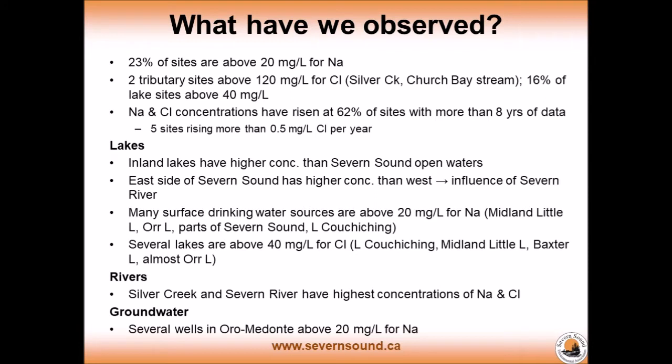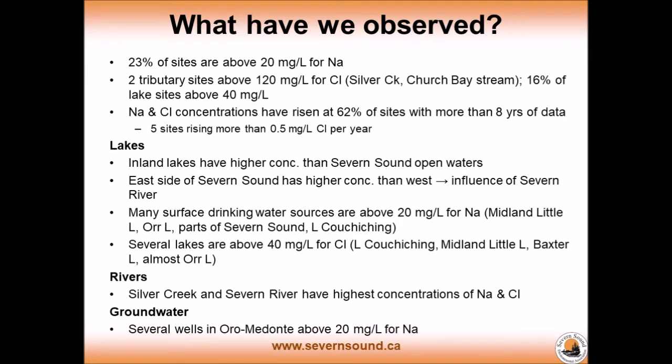Looking at these findings, we see that 23% of all sites are above 20 milligrams per liter for sodium. There are 2 tributary sites that are above 120 milligrams per liter for chloride. These are Silver Creek, as we pointed out, and also a small tributary up in the Honey Harbor area in Church Bay. 16% of all the lake sites were above 40 milligrams per liter, which was suggested as a possible more sensitive threshold for creatures like zooplankton. Sodium and chloride concentrations have risen at 62% of the sites that have more than 8 years of data. And we have 5 sites that are rising at more than 0.5 milligrams per liter of chloride every year.